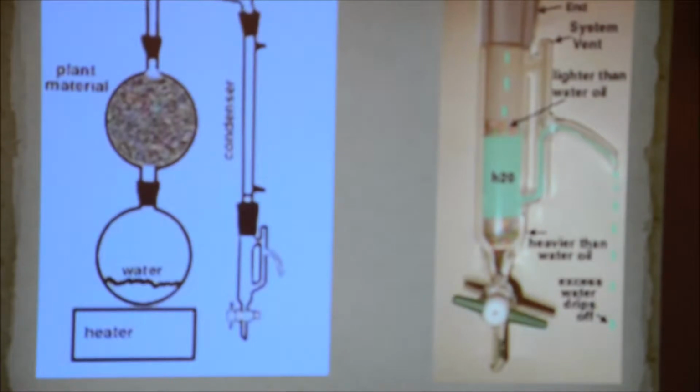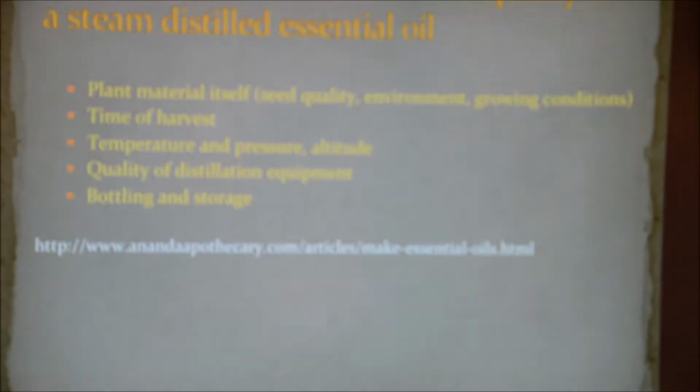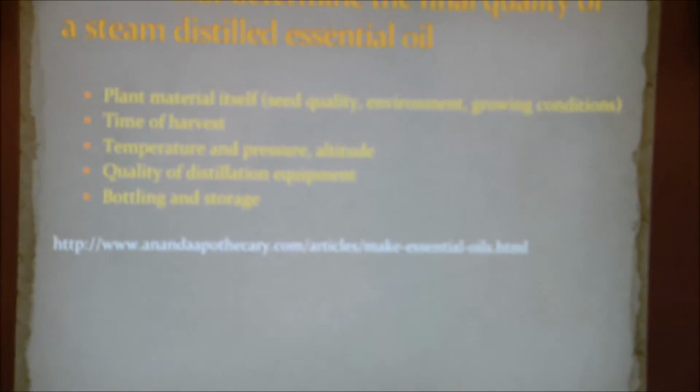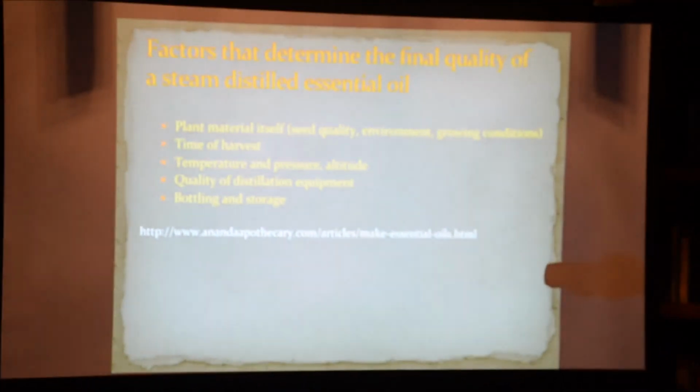And this is just a closer picture of it to show how easy it is to distill. And you can use your own distillation too in your home. There are factors that determine the final quality of the oil. It's very important that the plant material itself, it depends on the seed quality, the environment, the growing conditions, the time that you harvest it, the temperature and pressure, altitude, the quality of the distillation equipment, and bottling and storage. Those are all so important for the overall effect and quality of that therapeutic oil.